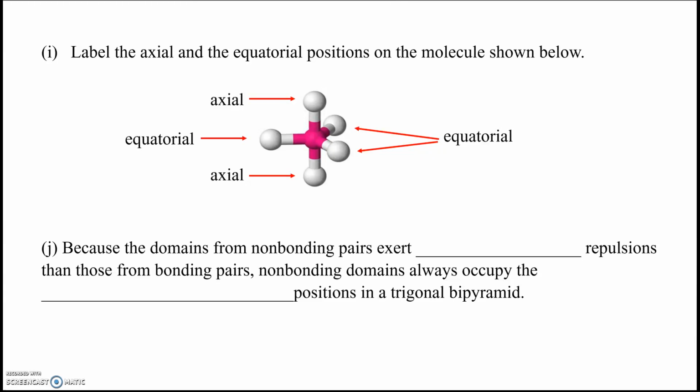I'm not sure what this is. This could be phosphorus pentachloride or pentabromide, but we can see that the axial ones are coming out of the top and the equatorial ones are around the equator, looking at this from the side. Now, because the domains from the non-bonding pairs exert greater repulsion than those from bonding pairs, the non-bonding domains are always going to be in the equatorial positions, okay? It gives them more room to spread out when we do that.